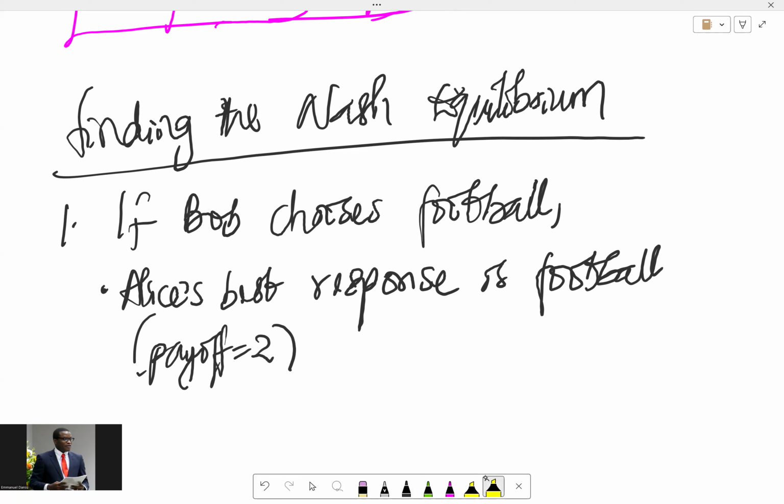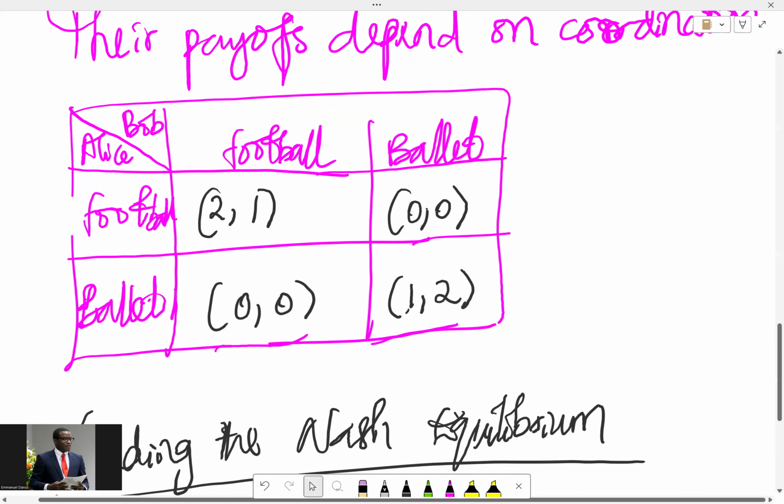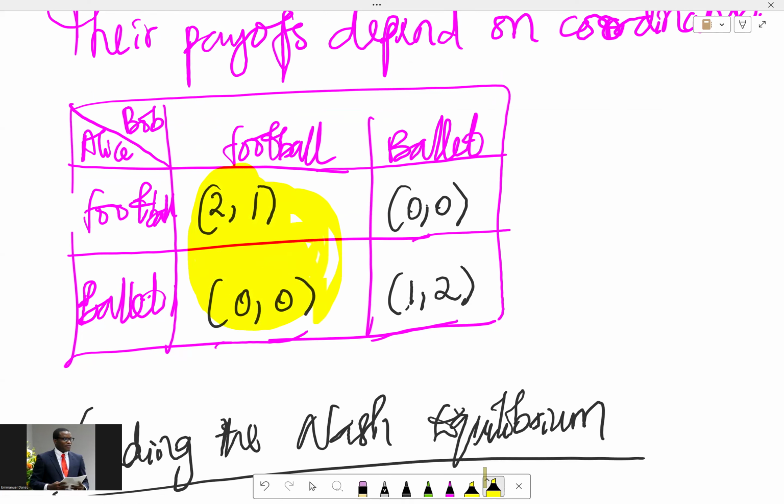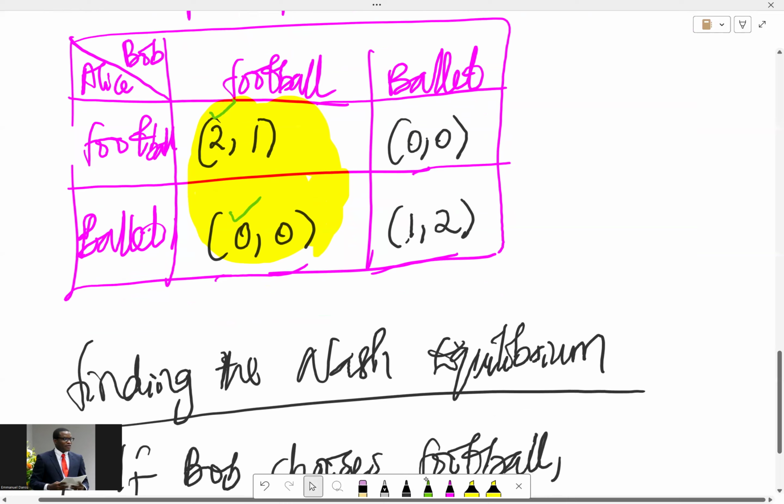Just like what we did in the previous video, imagine Bob chooses football, this is Bob choosing football right here. In that case, Alice has two options. She can also choose football and get 2 points, or she can choose ballet and get 0 points. Because she wants the best, she would rather go for 2 points and choose football. So that's the idea in that case.